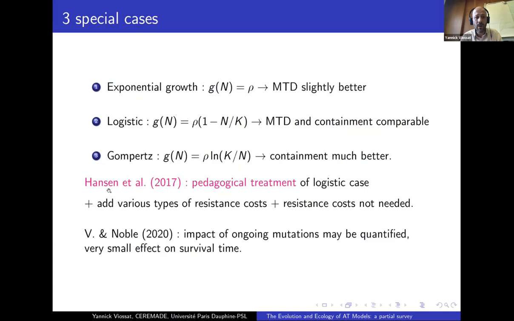So what they conclude is that, according to their model, there seems to be little to lose in using containment instead of MTD, but potentially much to gain due to the competition.